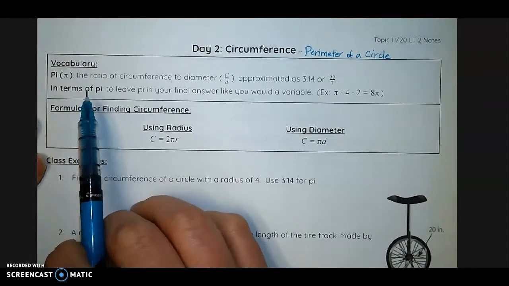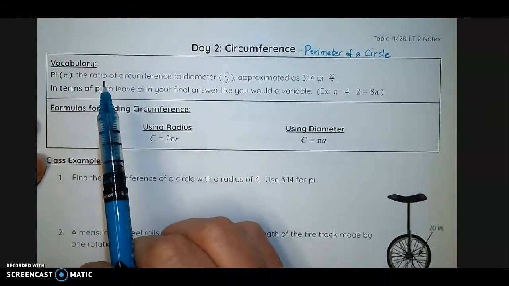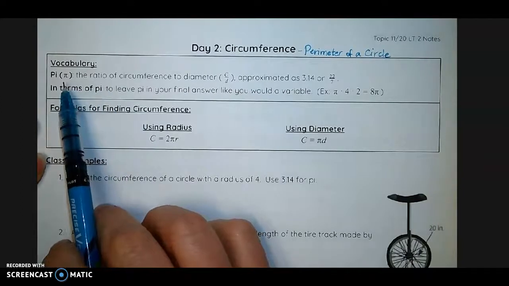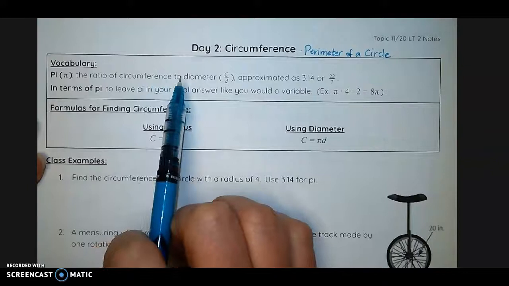So some vocabulary that you're going to hear used when we're doing this is pi. And I know, I'm sure you've heard about pi. You may have even eaten pie on Pi Day. But pi is this ratio that compares the circumference to the diameter.